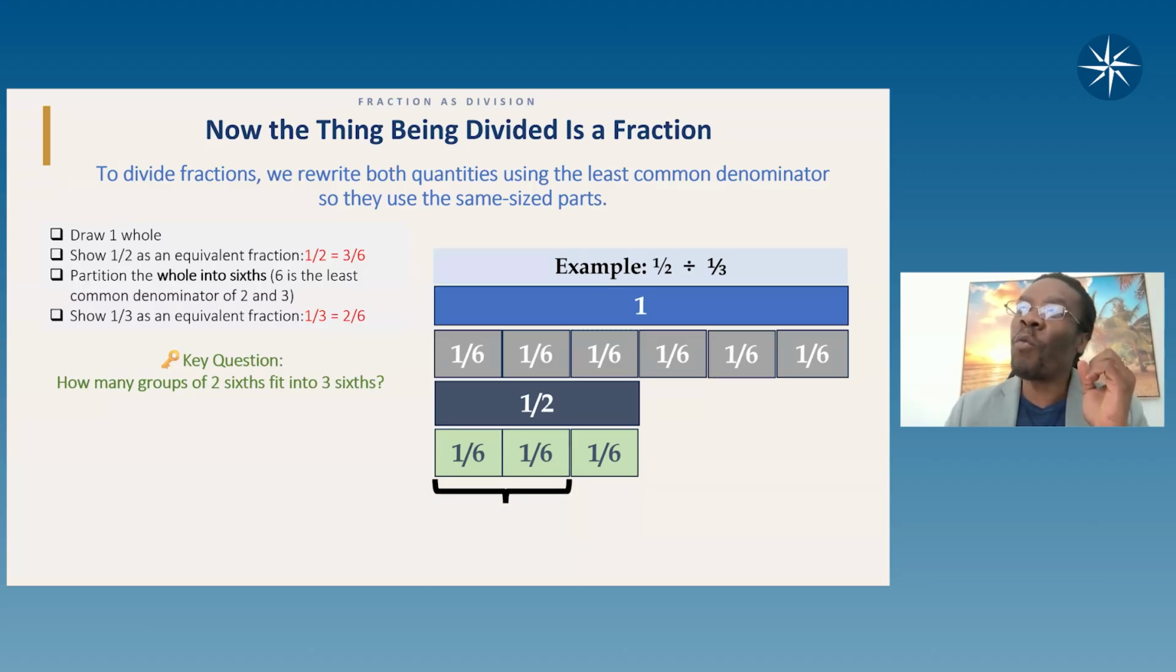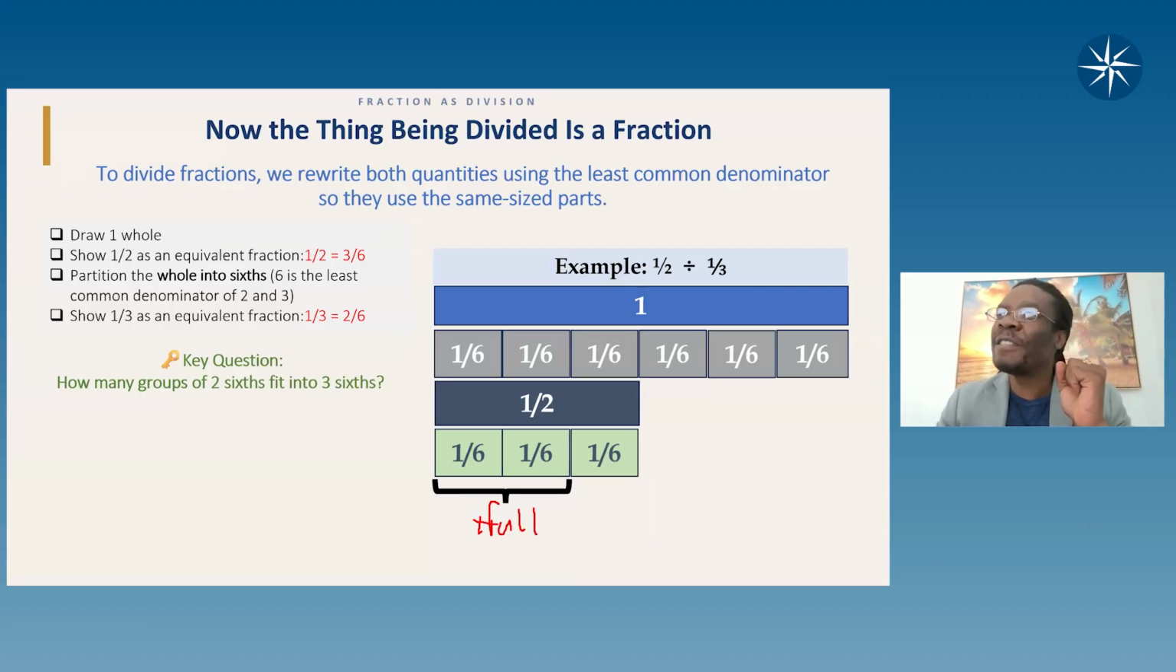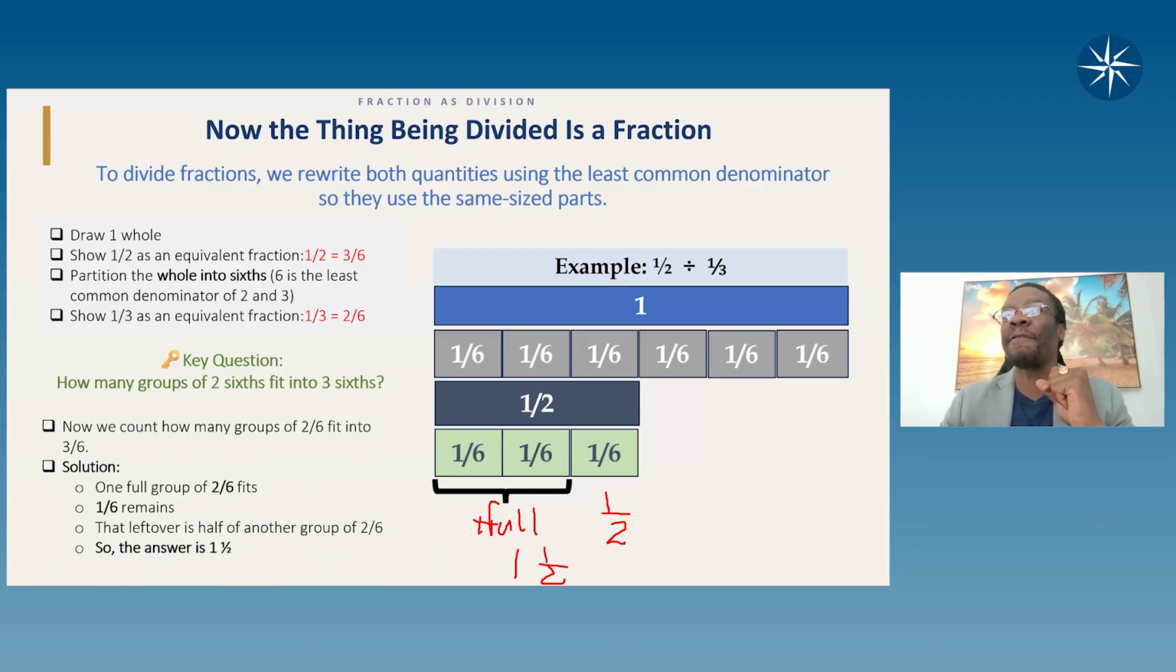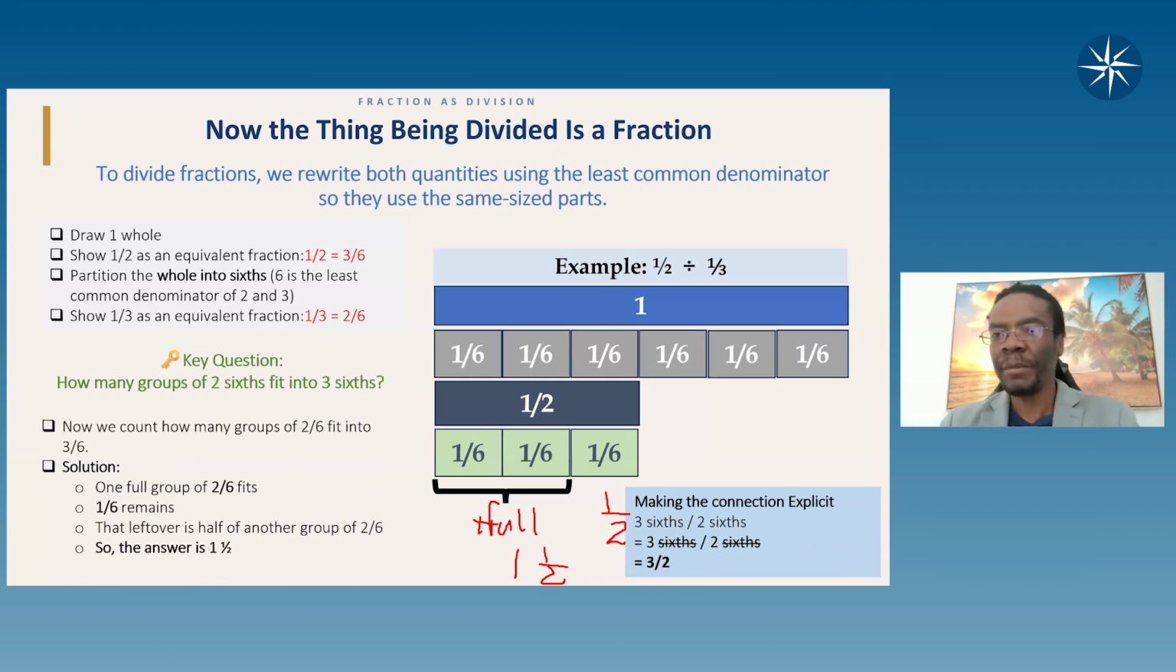And now we know that we can have one full group. And then we have this piece remaining. And we have to ask ourselves, what portion of the full group does this represent? We need 2/6s, we have 1/6. So if we need 2 and we have 1, this represents 1/2 of what we have. So we have one full group and a half. So the answer is 1 and 1/2. And then I made the connection explicit in that way.